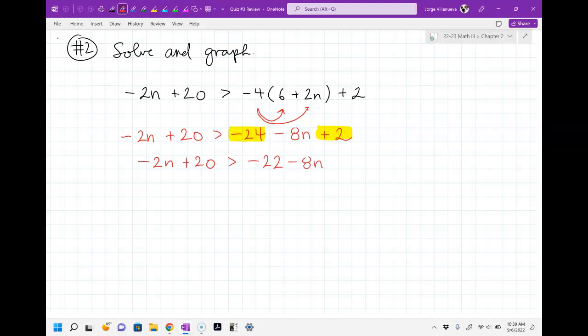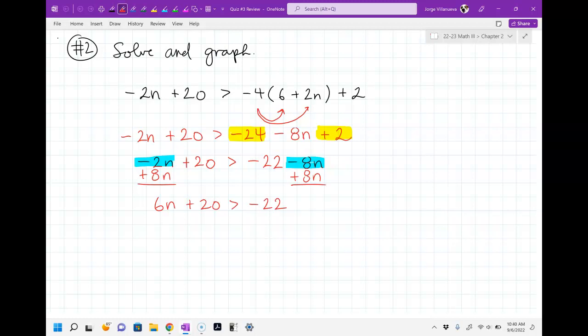Now let's combine like terms with variables. So I have my negative 2n over here, my minus 8n over here. Since negative 8n is smaller than negative 2n, I'm going to add 8n to both sides. So negative 2 plus 8, that's 6. So 6n plus 20 greater than negative 22.